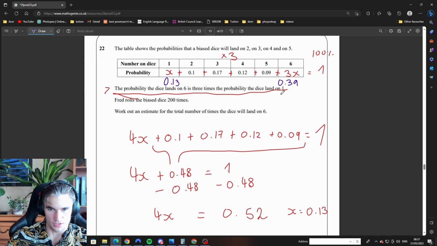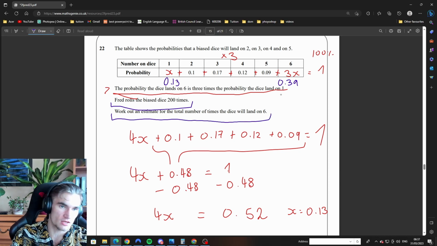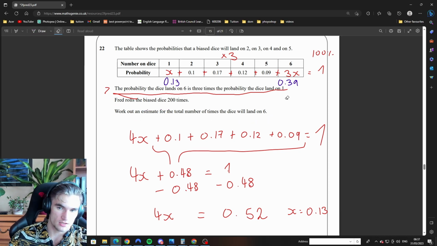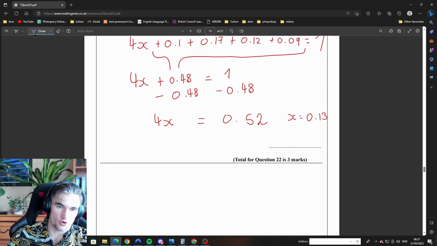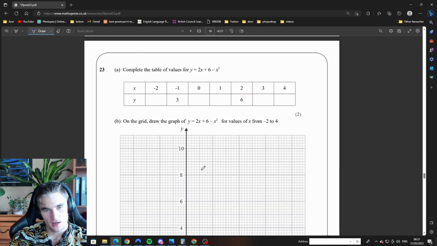How does that help me? Because Fred rolls the bias 200 times, and we need to work out the estimate for the total number of times that the dice will land on 6. So I know that the probability is 0.39, quite high. And I also know that he's going to roll it 200 times. So how many times will it probably land on 6? 0.39 times by 200 will probably land on 6 78 times.